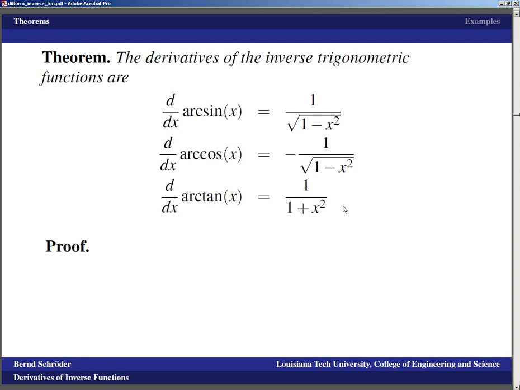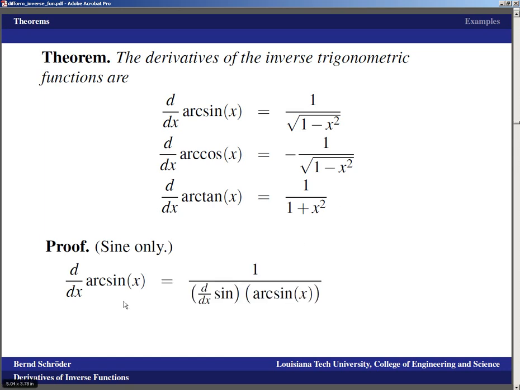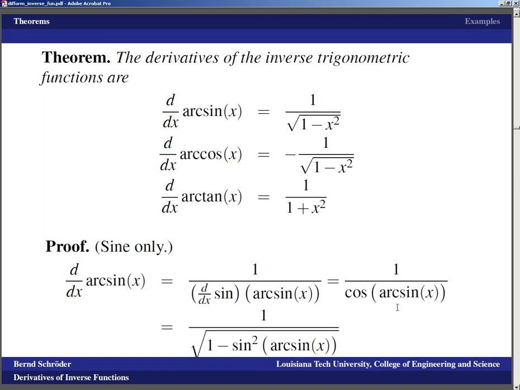And so that means we can just concentrate on the sine function, and it's very similar to what we did with the arccosine function. So the derivative of the arcsine is 1 over the derivative of the sine of the arcsine. So now we're using the formula, right? So that's 1 over cosine of arcsine of x, and now we have to turn that into something that is a bit more readable. And well, that would be 1 over square root 1 minus sine squared of arcsine of x, and that's 1 over square root 1 minus x squared.